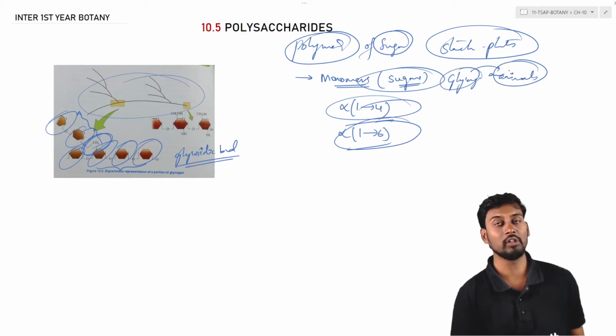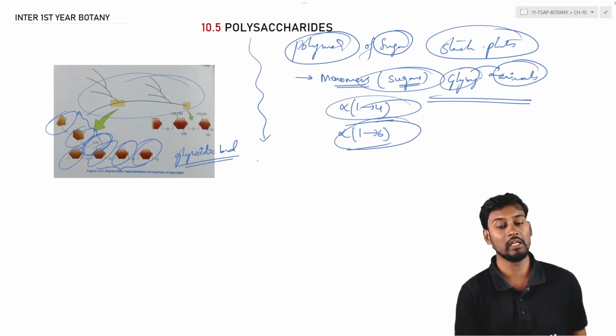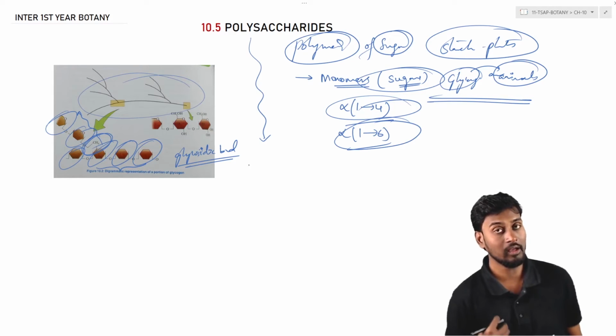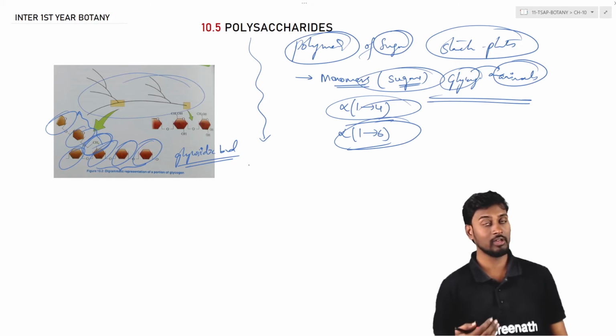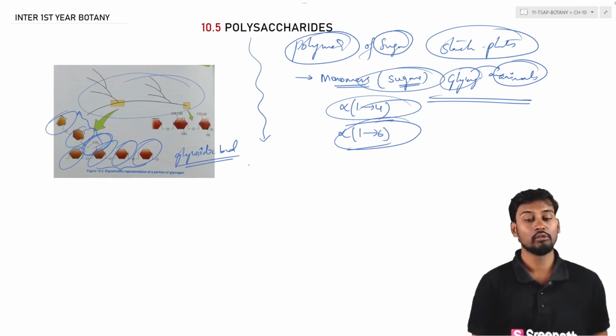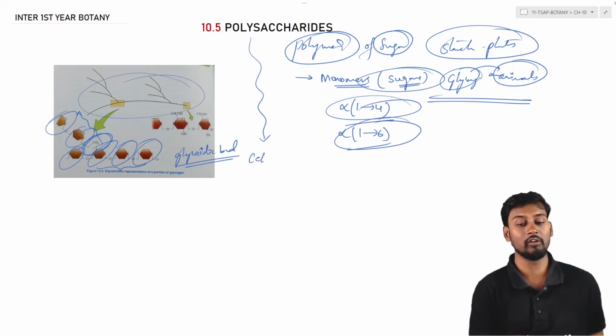So the animals are the ones which have the storage form of carbohydrate, that is in the form of glycogen. Plants generally have the storage form of polysaccharide that is called starch. And when we discuss the structural role, polysaccharides have an extraordinary structural role. One of the best examples is cellulose.